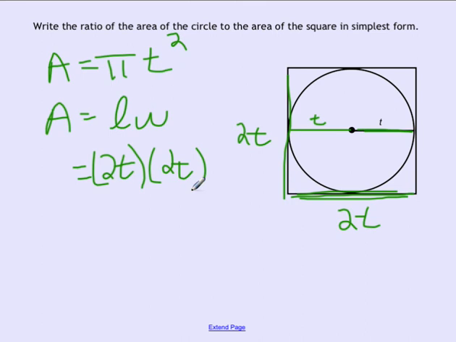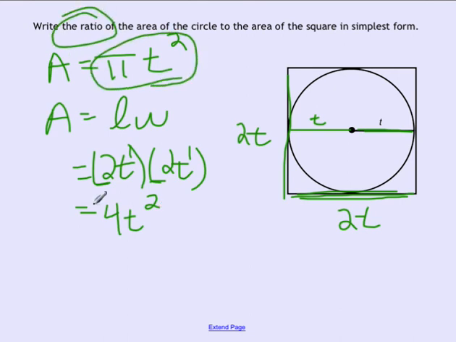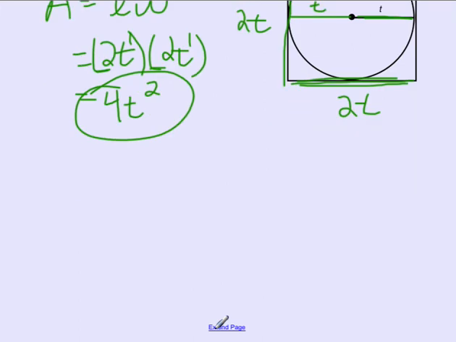Okay, so now let's multiply that out to simplify that area a little bit. So 2 times 2 is going to give me 4. Here I have t to the first times t to the first. So we're going to add those exponents to get t squared. Now, to find the ratio, I'm going to take the area of a circle and divide it by the area of a square. So I have pi t squared divided by 4t squared.